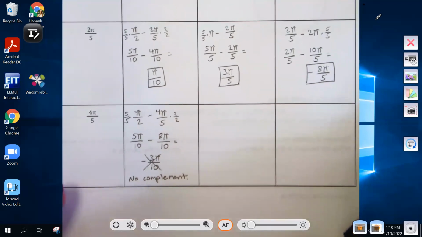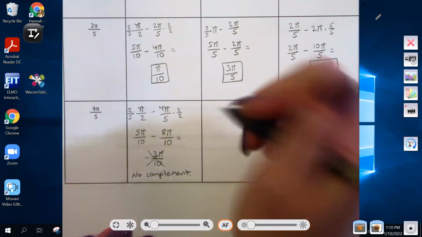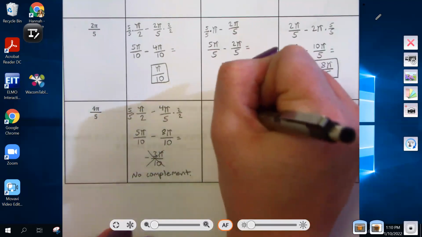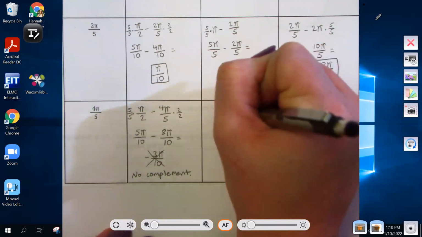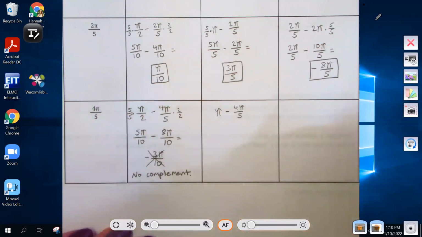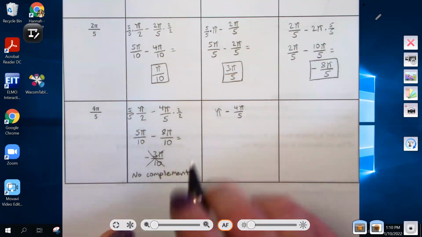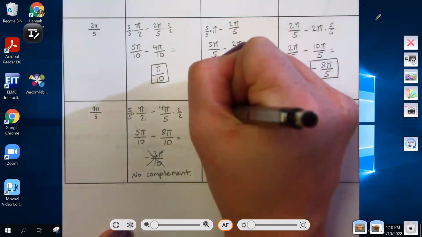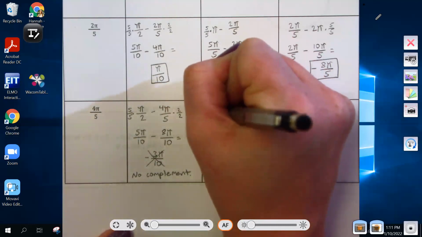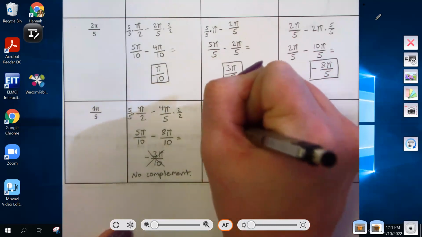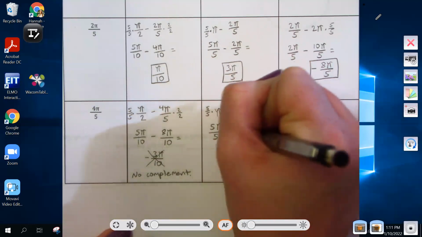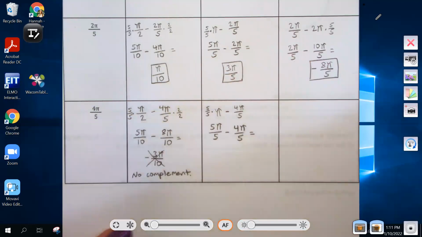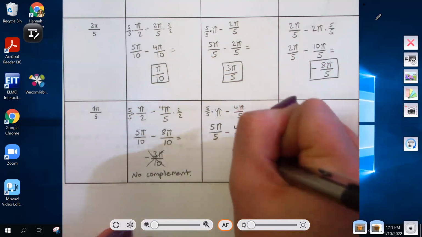All right, let's look at the supplement for this angle. So we're starting with pi, subtract 4 pi over 5. We need pi to have a denominator of 5, so we need to multiply by 5 over 5 to get 5 pi over 5 minus 4 pi over 5, which is what? Just pi over 5.